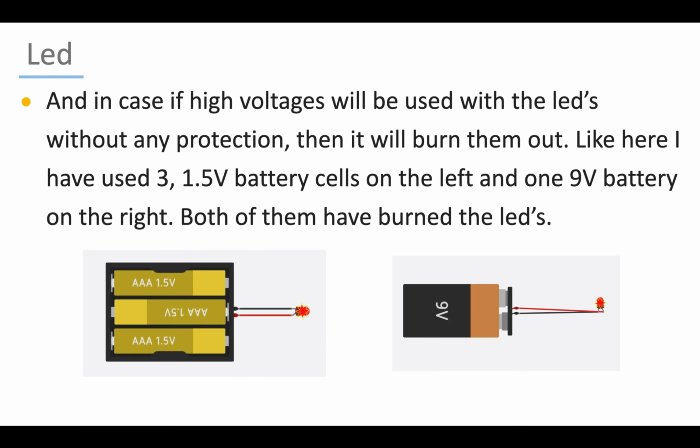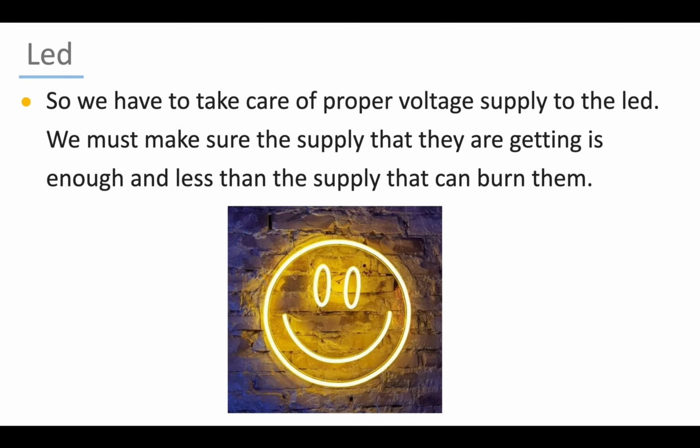In case high voltages are used with the LEDs, say more than 3.3 volts, and without any protection, then it will burn them out. Like here, I have used three 1.5 volt battery cells on the left and one 9 volt battery on the right. Both of them have burned the LEDs, as you can see in these demonstrations. So we have to take care of proper voltage supply to the LED. We must make sure the supply they are getting is enough and less than the supply that can burn them.